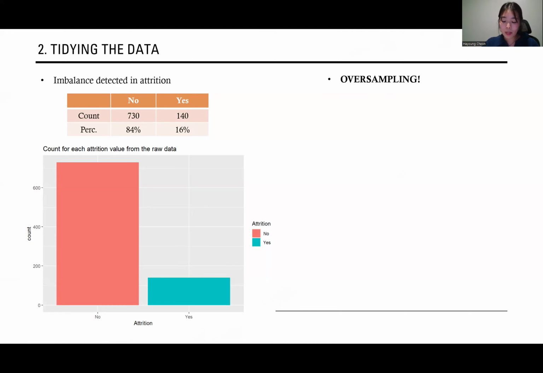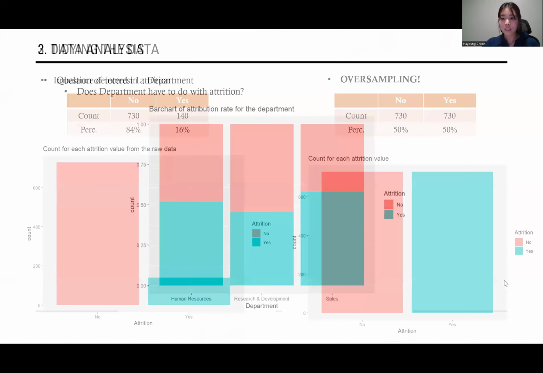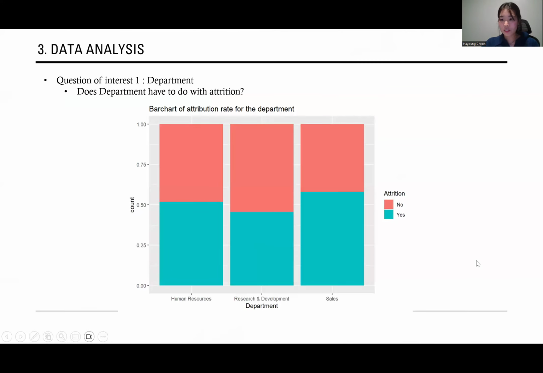The oversampling method rebalances the distribution of the data by increasing the number of samples from the underrepresented class. In this case, our underrepresented class is the yes value in attrition. So after oversampling, I was able to balance this data, 50% for each no and yes. So we'll proceed with the analysis to find three factors that are significant for attrition.